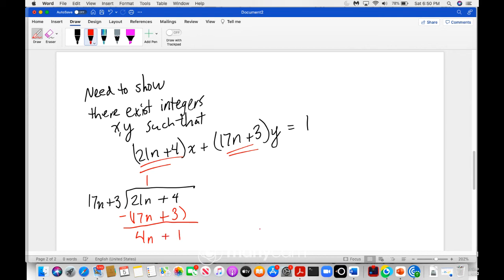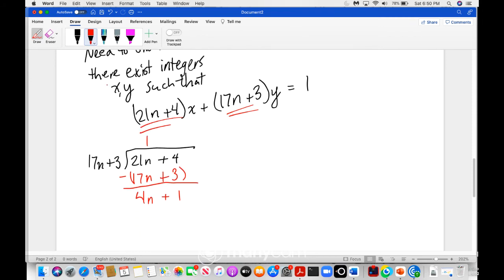All right? So just like before, I can write, let me do this in a different color, I can write 21n plus 4 as a combination of 1 times 17n plus 3 plus 1 times 4n plus 1. And I play the exact same game again.